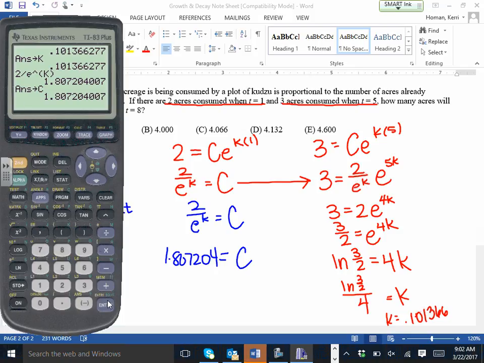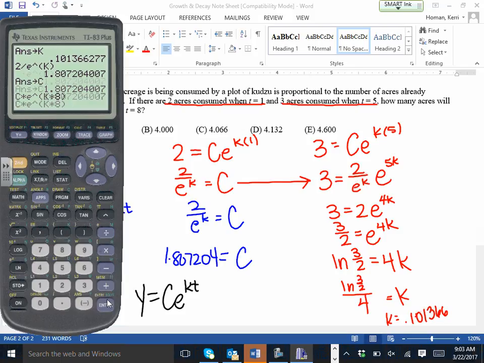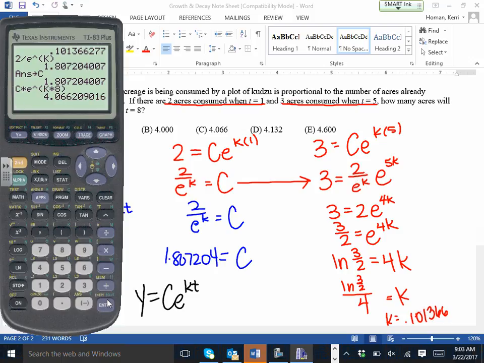Okay. So now we have k and we have C. So y equals C e to the kt. We need to know how many acres will be consumed when t is 8. So we're going to plug in 8 for t. So we have C times e to the k times 8. What's our answer?